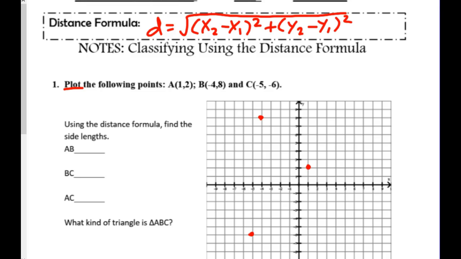And I want you to use your protractor to make straight lines. Let's make triangles out of these. All right. So now we're going to use the distance formula to find the side lengths. Let's also label these points. So we got A is 1, 2, B, negative 4, 8, and C down here.